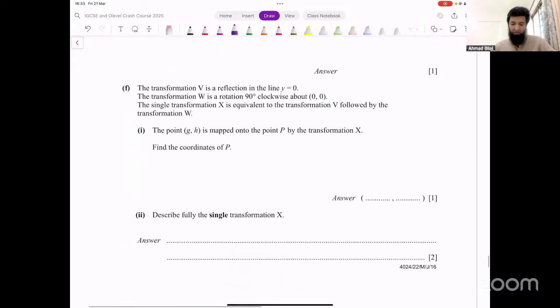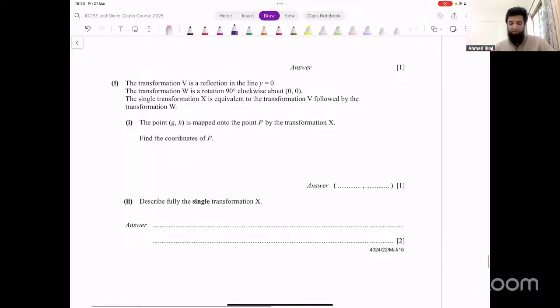Now, this is an important one. That's what we're going to end with, the last part. It says the transformation V is a reflection in the line y equal to 0. Okay, so that's transformation V. It's a reflection in the line y equals 0. And then transformation W is a rotation 90 degrees clockwise about the origin. The single transformation X is equivalent to the transformation V followed by the transformation W.